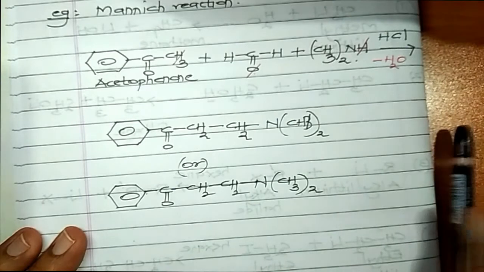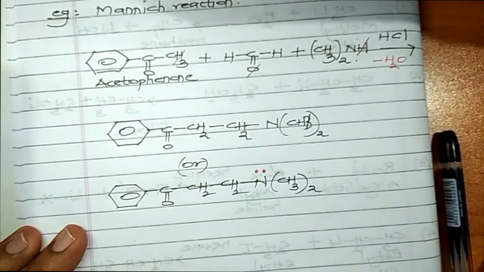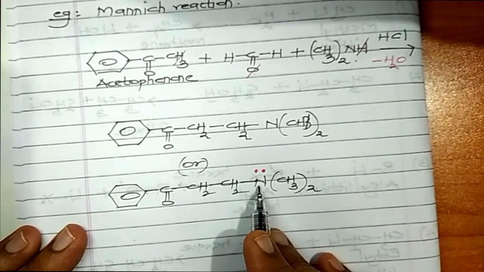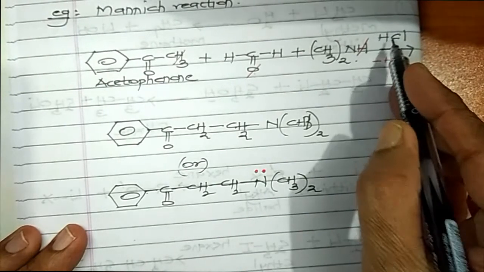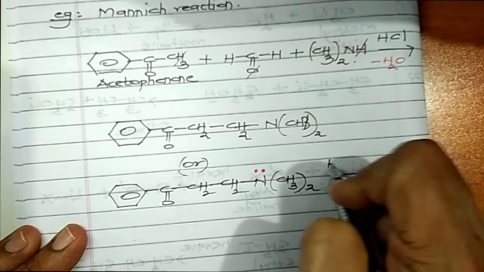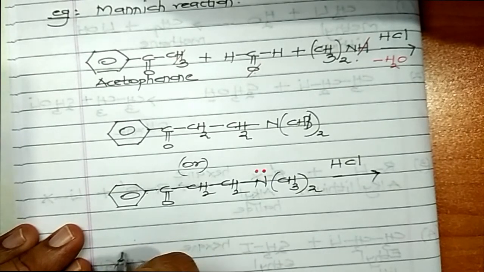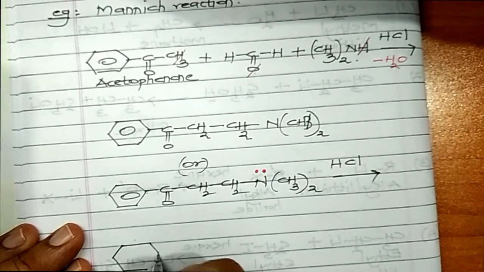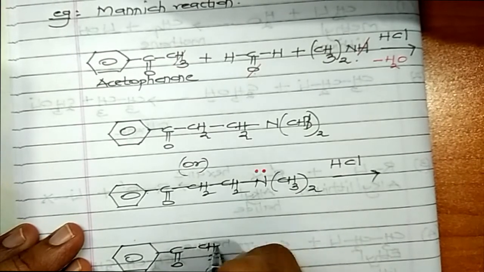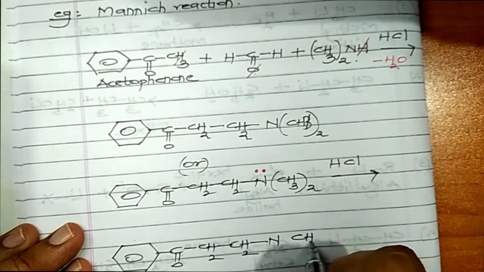You are aware that the nitrogen atom has an unshared electron pair. So what happens is the acid will react here. That acid, HCl, reacts here. Now how does it become? It will become like this. This is my aromatic ring. This is C double bond O. This is CH2. This is CH2. This is N. This is CH3 twice.